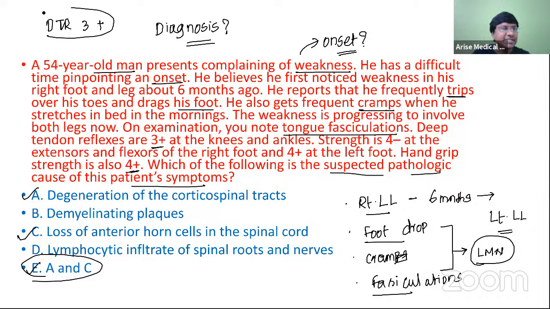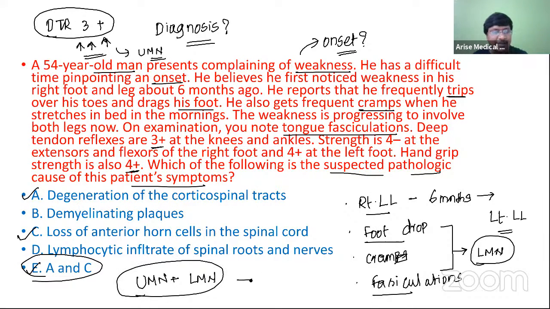And the deep tendon reflexes are 3 plus. 3 plus deep tendon reflexes means they are exaggerated. That means exaggerated deep tendon reflexes, where will you have this? You will have this in upper motor neuron lesion. Very good, Chandrasekharan. So the individual is having both upper motor neuron lesion and lower motor neuron lesion. Where will you have that? You will have that in patients with amyotrophic lateral sclerosis.